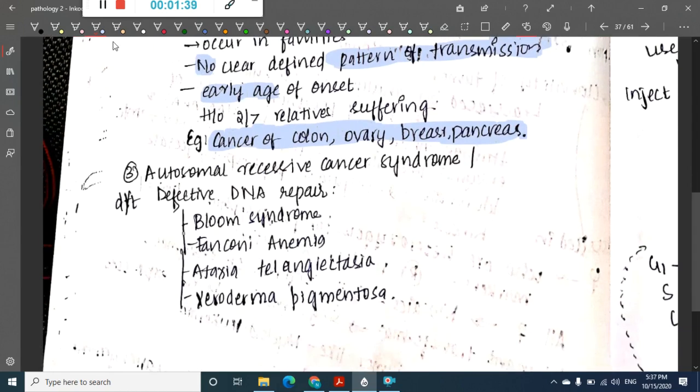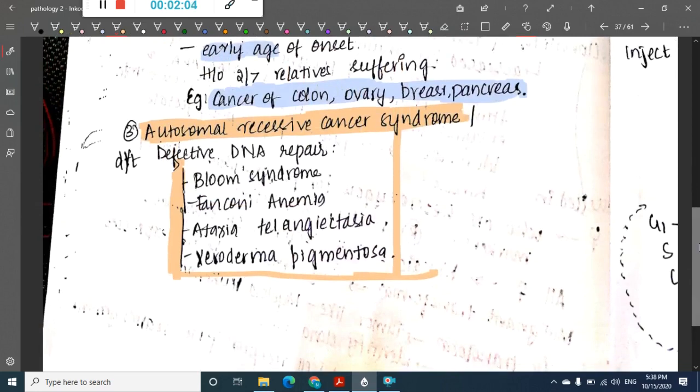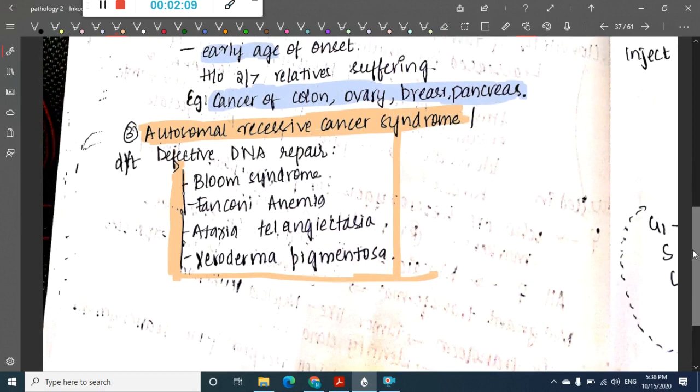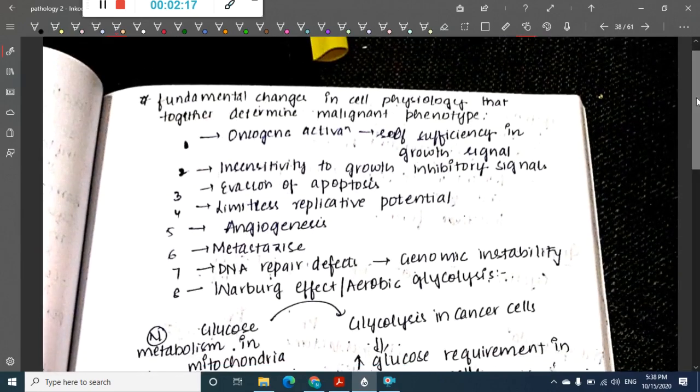Then we also have one more type of cancer, which is autosomal recessive cancer syndromes. These autosomal recessive cancer syndromes are due to defective DNA repair. These syndromes include Bloom syndrome, Fanconi anemia, ataxia telangiectasia and xeroderma pigmentosa.